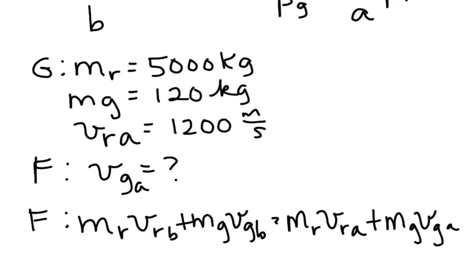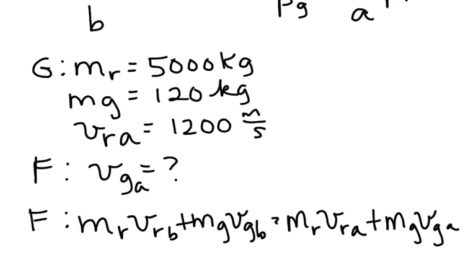Alrighty, the formula we're going to use for this using conservation of momentum is the mass of the rocket multiplied by the velocity of the rocket before launch plus the mass of the gas multiplied by the velocity of the gas, which is inside the rocket before launch, is equal to the mass of the rocket multiplied by the velocity of the rocket as we launch plus the mass of the gas multiplied by the velocity of the gas as we launch. Now, before launch, we notice that the rocket and the gas are at rest.